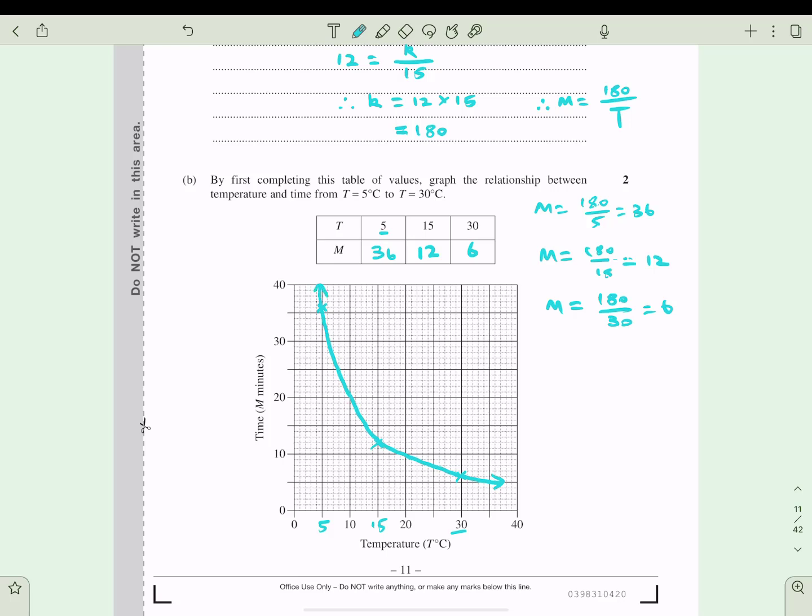And do we all see how this is an inverse variation? So as we can see, as t increases, m will decrease. All right, that is an inverse variation.